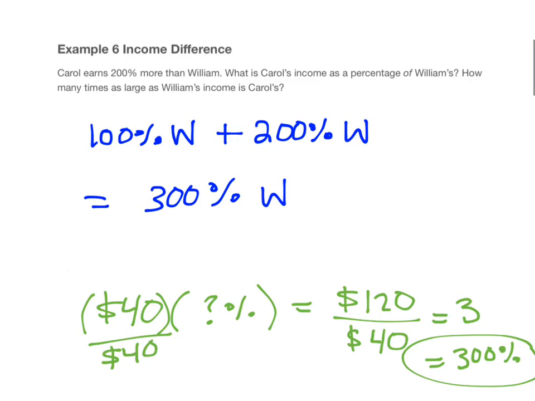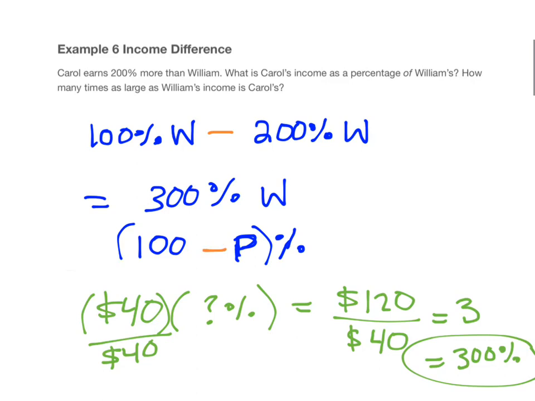So in general, if I just get rid of this 200 and replace it by a P, then to get from a more than to an of, it's always just 100% plus whatever the percent more is. P for percent. So she earns 100 plus P% of his. And then if this were less than, you would just subtract. So if she earns 200% less than, then you would just subtract here.